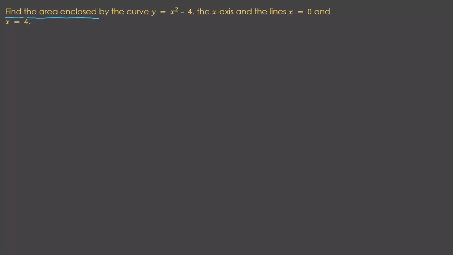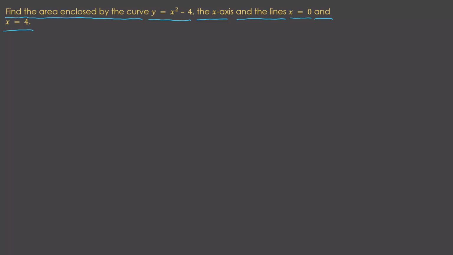Find the area enclosed by the curve y equals x squared minus 4, the x-axis, and the lines x equals 0, which is the y-axis, and x equals 4. A sketch would definitely help here.